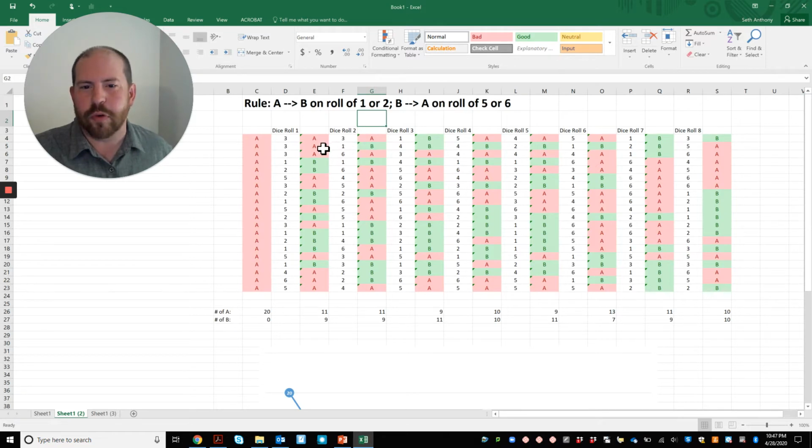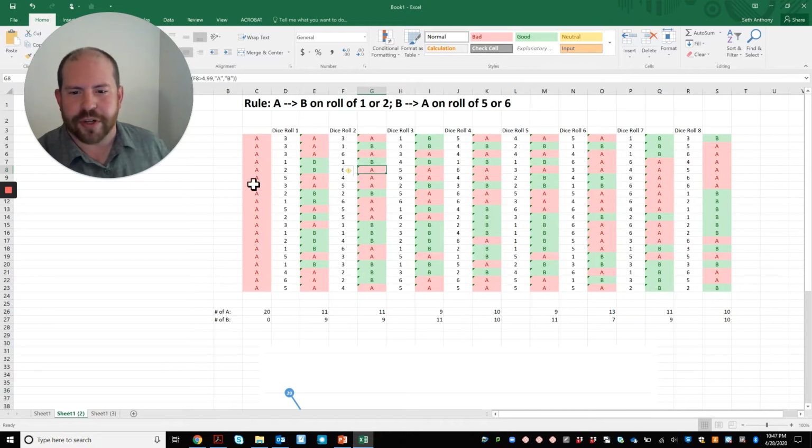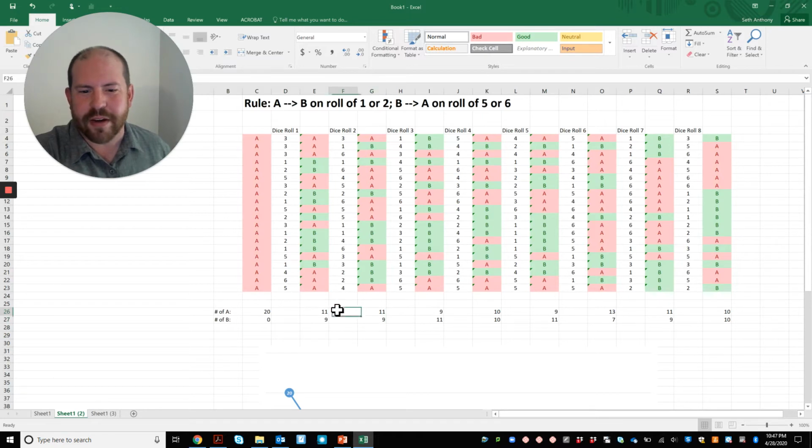On the second dice roll, we can have As that roll a 1 or a 2 like this one and convert into being Bs. We can also have Bs that were formed in the first dice roll that roll a 5 or a 6 and convert back to being As. So you can actually see we get a lot of conversion from As to Bs on the first roll, but in the second roll, when we sum them up at the bottom after the second roll, we actually have the same number of As and Bs, because some As have converted to Bs, and the same number of Bs have converted back to As.